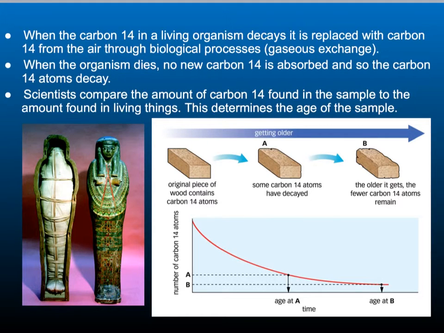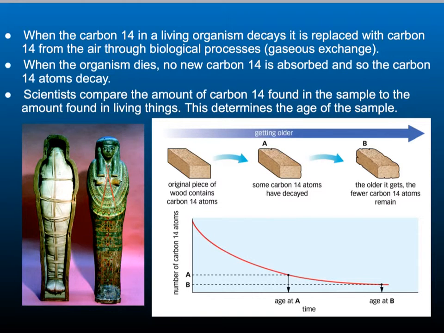Carbon dating relies on the amount of carbon-14 in the air not having changed for thousands of years. Carbon dating only works with organic material such as wood, cotton or bone. When an organism is living, it continuously absorbs more carbon-14 through biological processes such as gaseous exchange. However, when the organism dies, no new carbon-14 is absorbed, and so, as the carbon-14 atoms decay, the amount found in the material drops. The amount of carbon-14 in the sample is compared to the amount found in living things to determine the age of the sample.